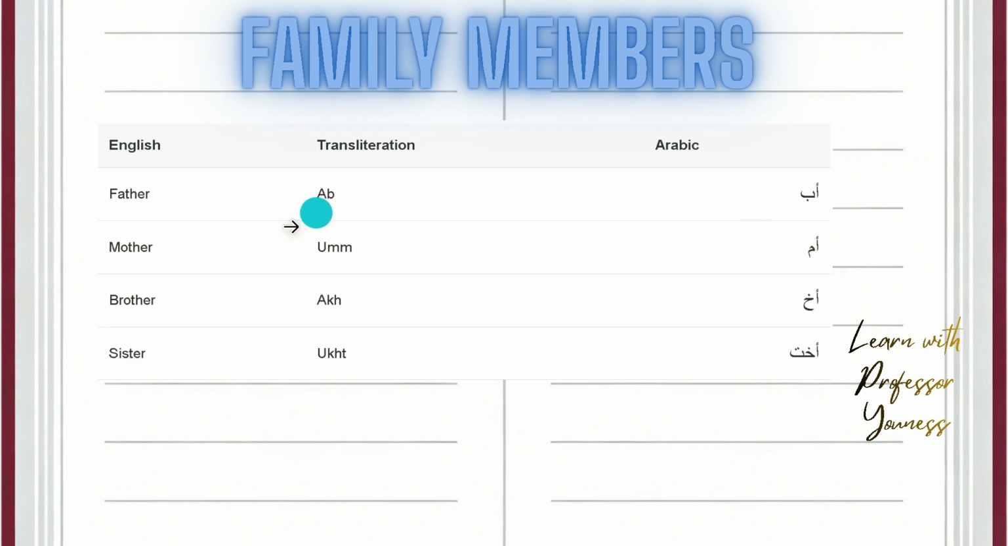We have father, ab. Ab, it's very simple, A-B, ab. Mother, om. Brother, akh. Sister, ukht.